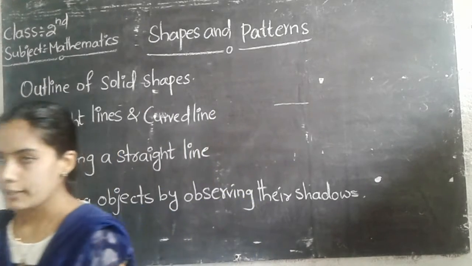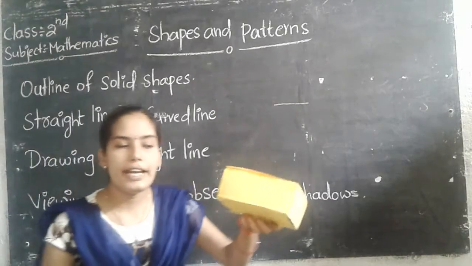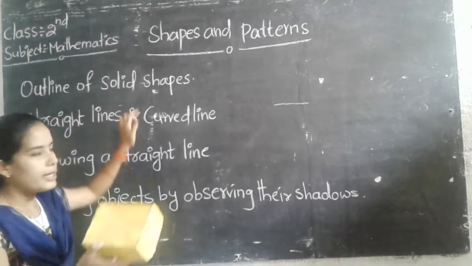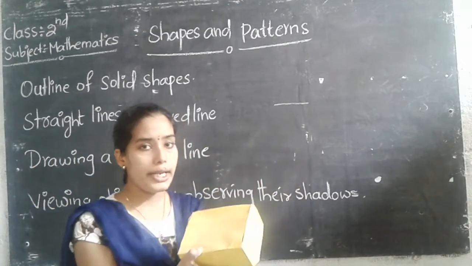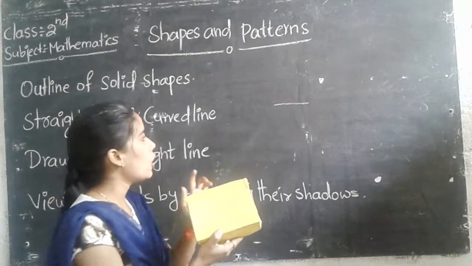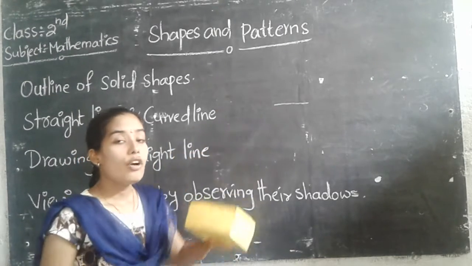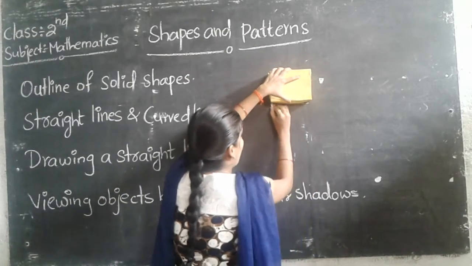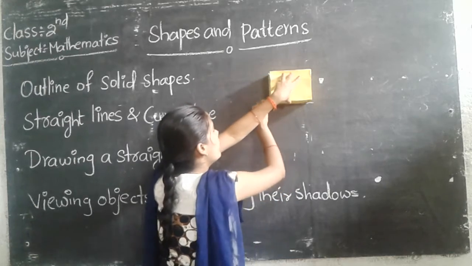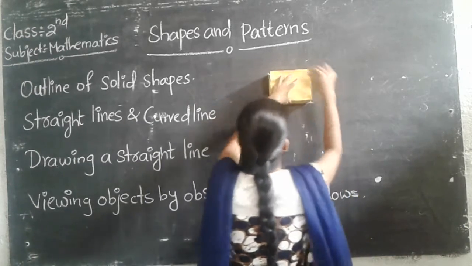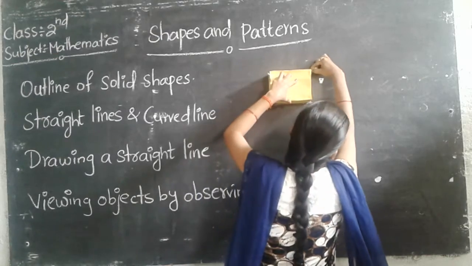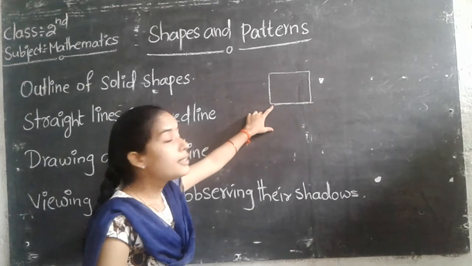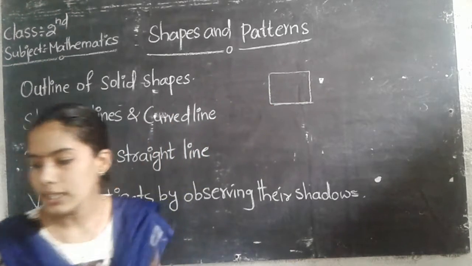Let us see. So children, here we have a cuboid. Is it a solid shape or not? Yes, cuboid is a solid shape. If we draw the outline of the solid shape, what do we get? Let us see. I am just drawing the outline of the given box, which is in the shape of a cuboid. So children, what do we get? Yes, we get a rectangle.